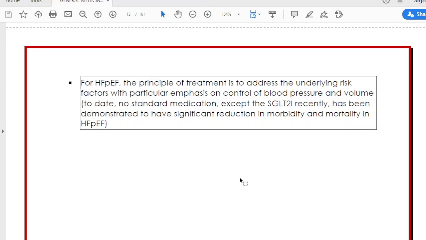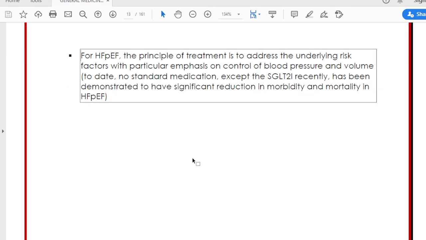For HFpEF, the principle of treatment is to address the underlying risk factors with particular emphasis on control of blood pressure and volume. To date, no standard medication, except the SGLT2I recently, has been demonstrated to have significant reduction in morbidity and mortality in HFpEF.